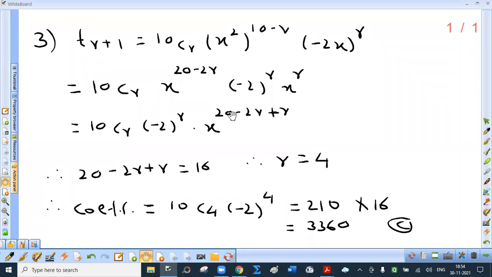Okay. Now x raised to 20 − 2r + r. So this index must be 16. Why? Because we are asked to find the coefficient of x^16. So that gives me r equal to 4. So what is that coefficient? 10C4. You won't get this value directly. You have to write this as 10 factorial upon 6 factorial into 4 factorial. What is (−2)^4? 16. So 3360. Correct option is C, Calcutta.